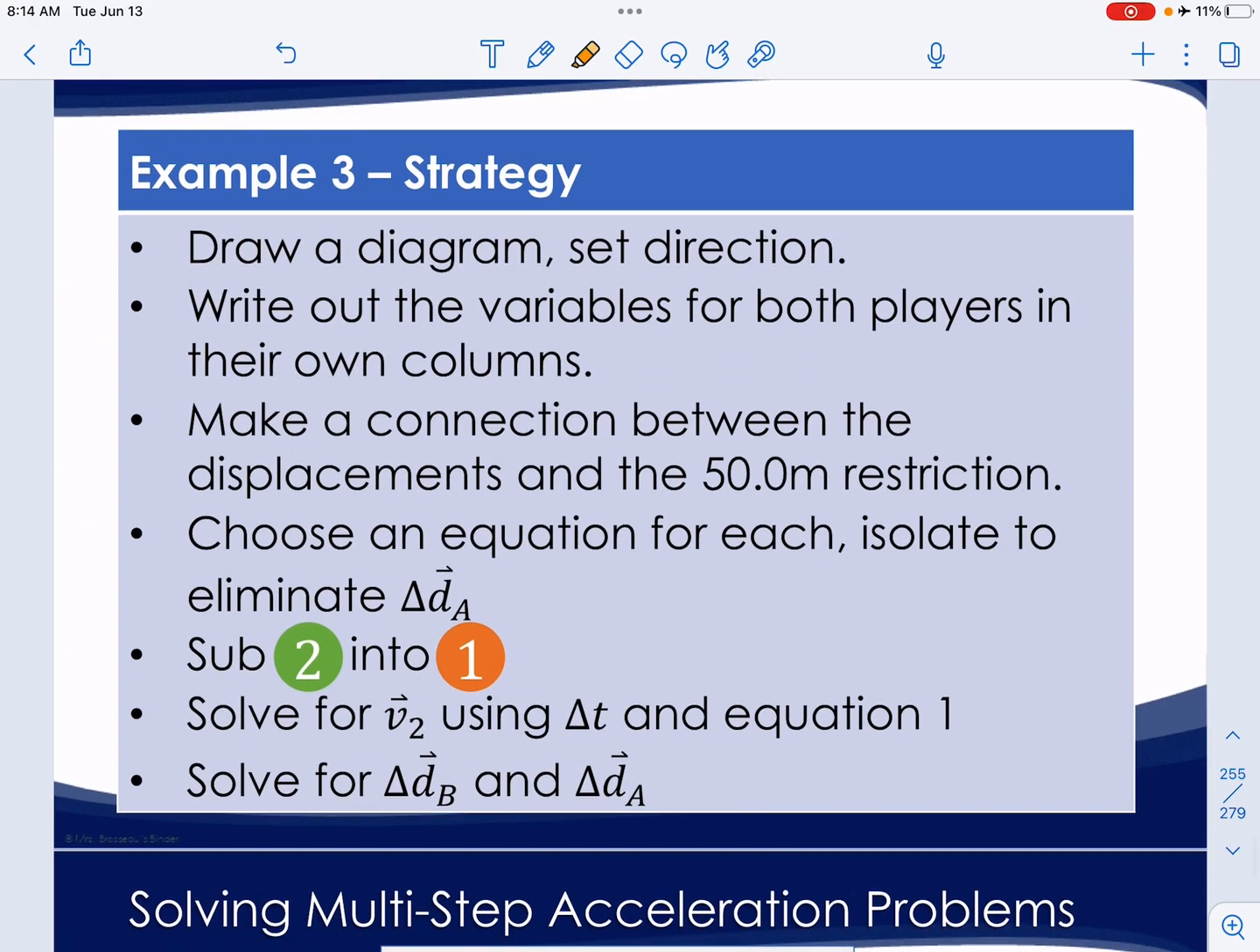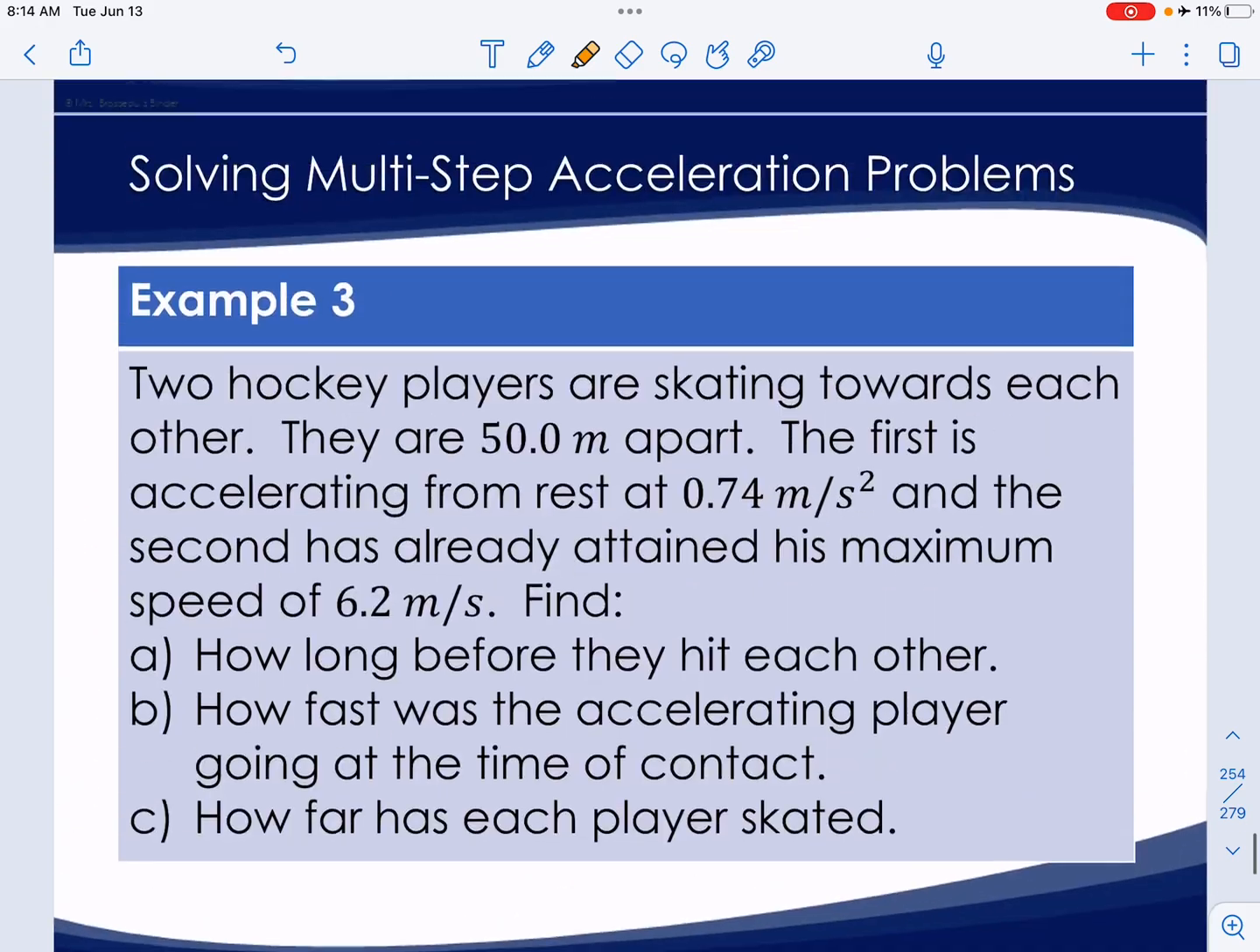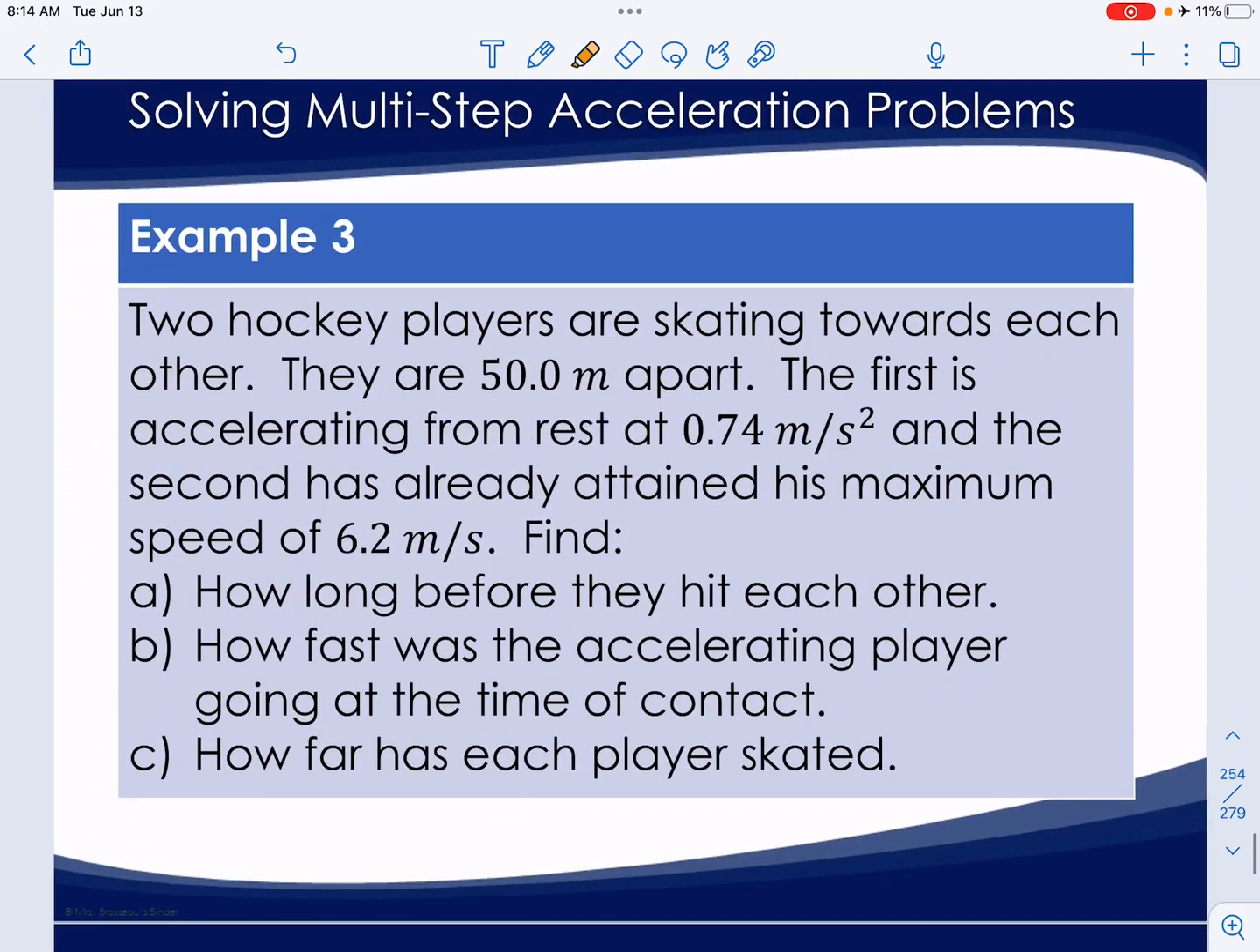Okay, so we start off by drawing a diagram. We write out the variables for both players in their own columns. We make a connection between the displacements and the 50-meter restriction. We choose an equation for each, isolate to eliminate delta D, substitute, and solve. So let's look back at the problem. We have two hockey players skating towards each other. So we have one player over here, one player over here, and they're skating towards each other, right? They're 50 meters apart.